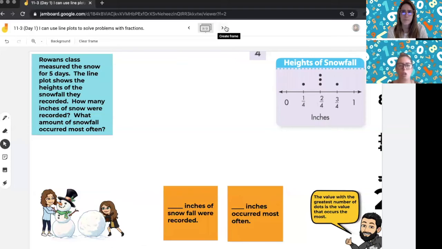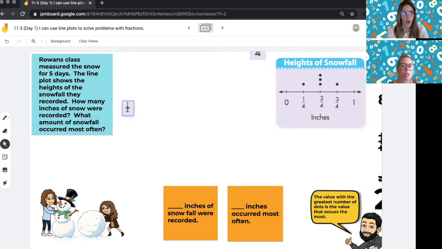And we can look at our line plot that they've given us, heights of snow in inches, and I can tell how many inches of snow were recorded by looking at the dots on the line plot. So Ms. Schultz, it looks like we need to find the total amount of snow in the 5 days. How could we do that? Right, so let's look at our line plot, heights of snowfall. We need to add up the total amount of inches of snowfall that has fallen over the course of 5 days. So it looks like one day it snowed 1/4 inches.